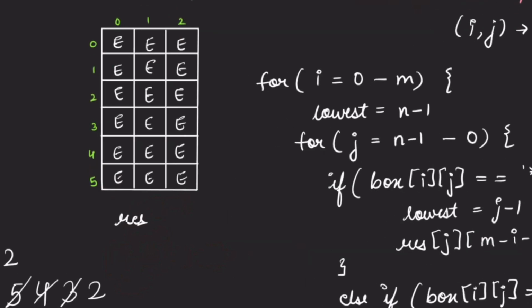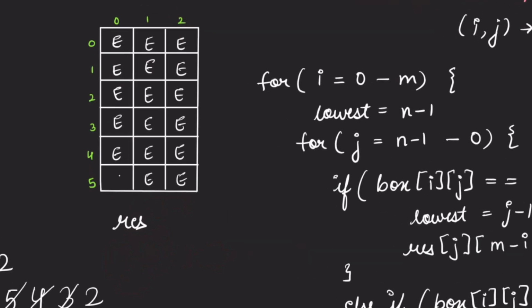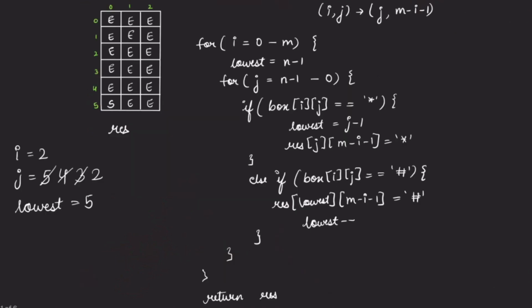So here instead of E, we will have an S, right? Now the next thing is that we are decrementing the lowest by 1. So now our lowest will become 4. If you closely look here, this is an empty cell, right? Here a stone has come. So if there would be any other stone that falls from above it, it will never go beyond this particular stone. That is why lowest is 4 now, right?